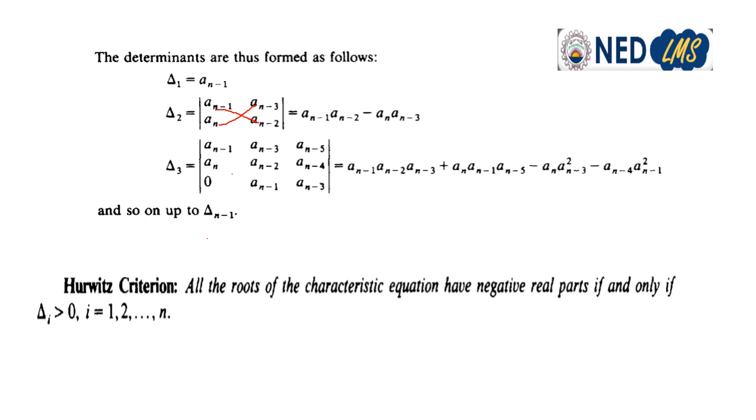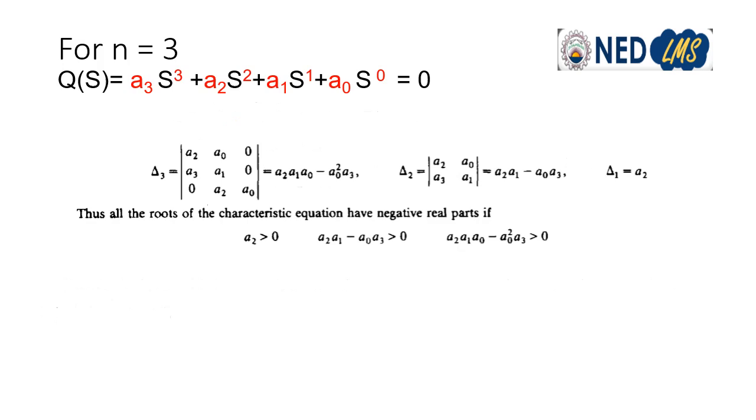And the Hurwitz stability criterion is that all the roots of the characteristic equation have negative real parts, that is, the system is stable if and only if all del i's are greater than 0. So we have to calculate all del i's to check the stability, and then we see if all del i's are greater than 0, or positive. Then we say that the system is stable, that all the roots lie in the left half of the S-plane.